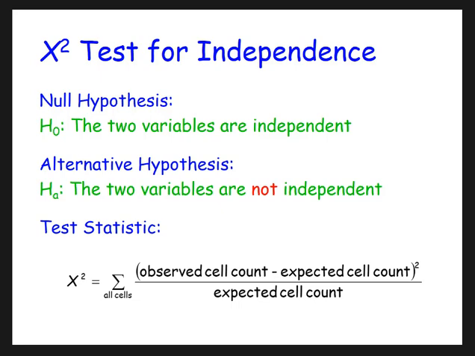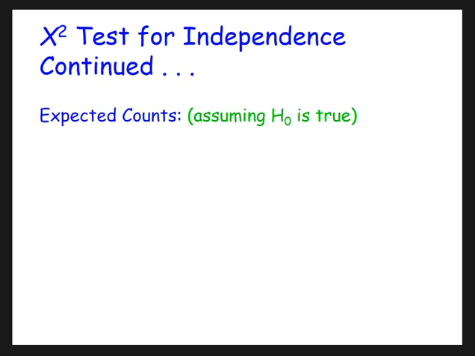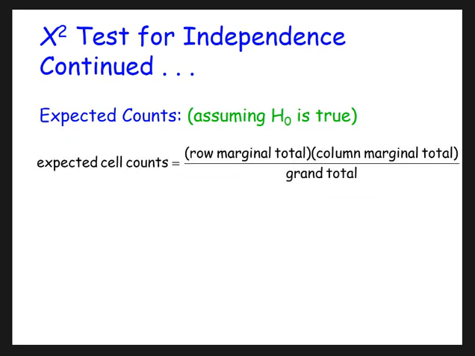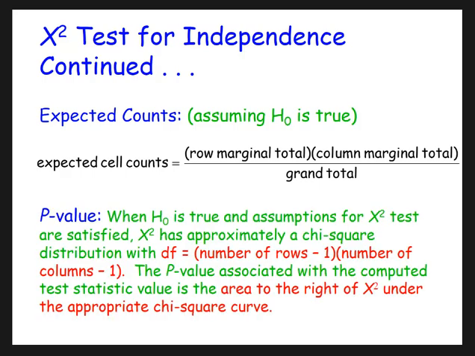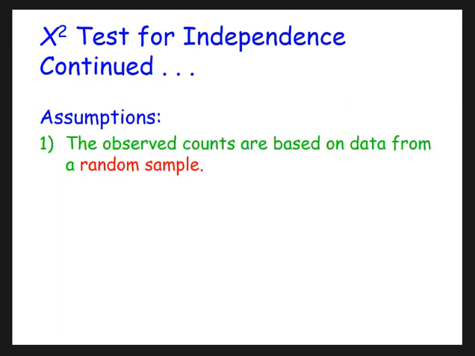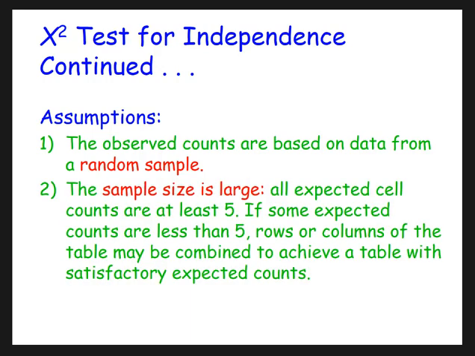Our test statistic is exactly the same as it was for the other tests. To find our expected counts, we do the same thing: row total times column total divided by the grand total. And our p-value is found exactly the same way: number of rows minus 1, number of columns minus 1 gives the degrees of freedom, and we look it up in that table. Our assumptions, again, are that this is randomly selected data and that the expected value of each cell is at least 5.